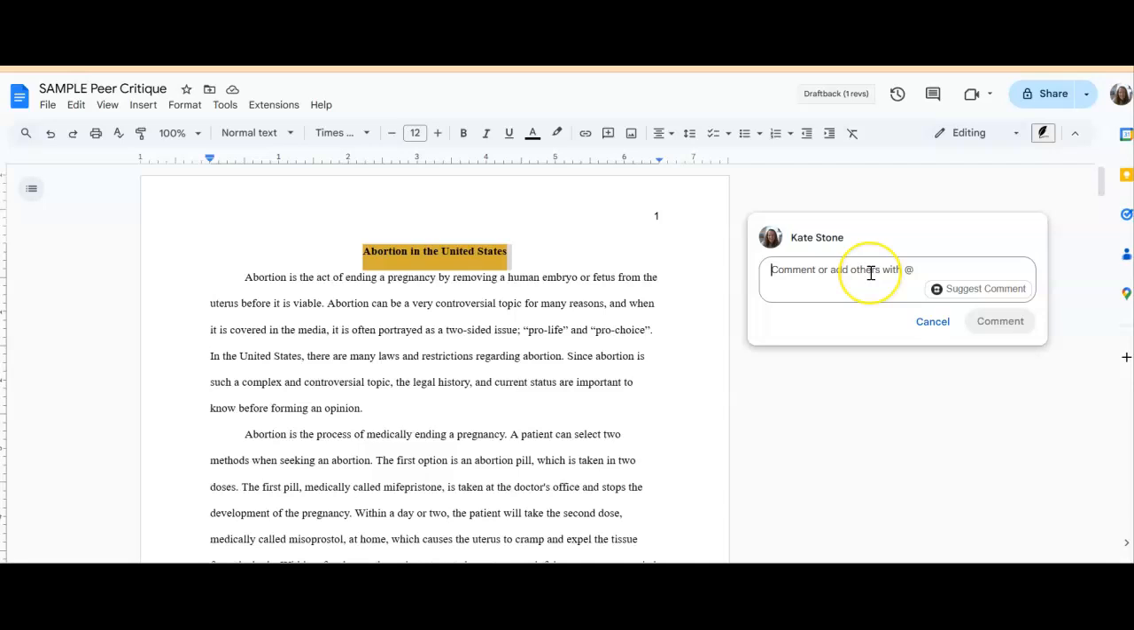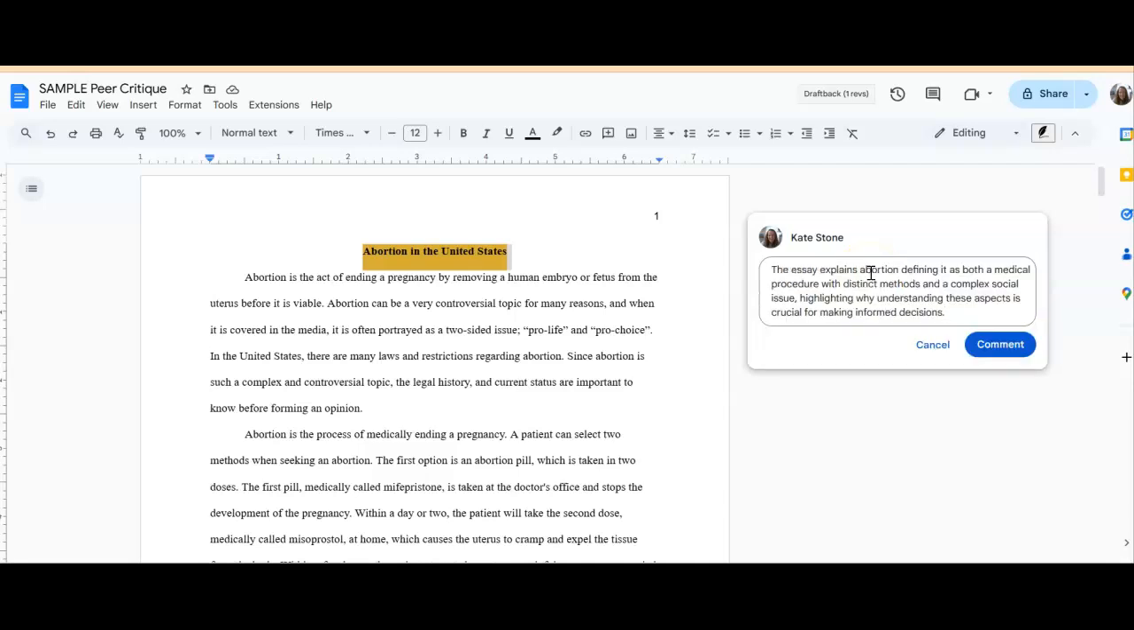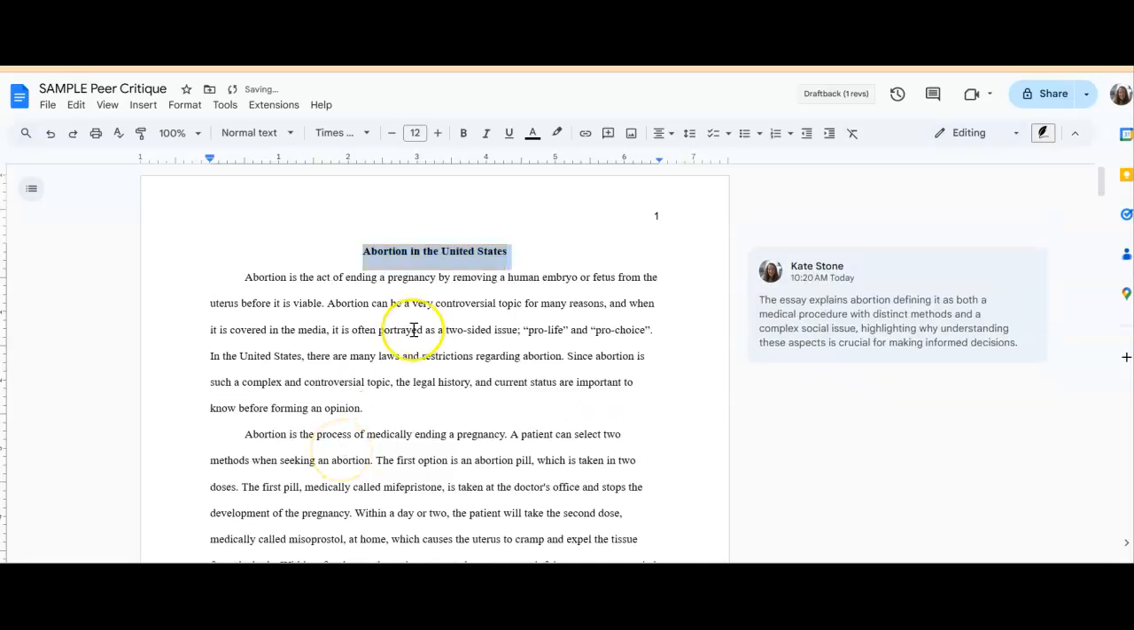So I'm going to paste in my comment because I've already made it. After reading the whole essay once through, I'm going to read through it a little more closely so I can make a good comment, right? So this essay explains abortion, defining it as both a medical procedure with distinct methods and a complex social issue, highlighting why understanding these aspects is crucial for making informed decisions. So that addresses both what the overall focus of the essay is and why it's important. That's the so what. So it's doing both of those in one sentence. Then we're just going to make that comment, right? All right.